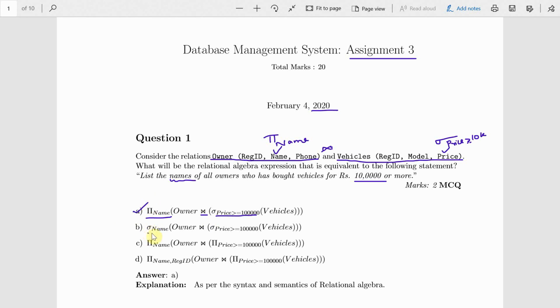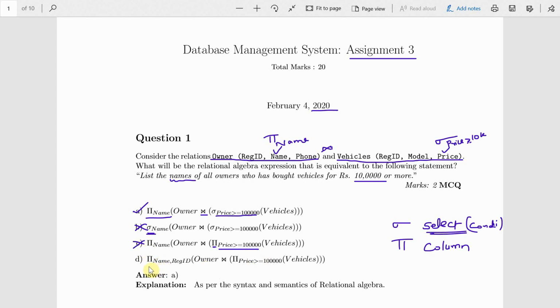Here sigma name is used, and sigma is for selection of rows, means selection of rows based on some conditions, and pi is for selection of columns. Okay, pi is selection of a column, but what we want in the output is column name, so we should not use sigma, we should use pi. So option B is wrong. Pi name correct, owner join, here pi is used for writing conditions. So conditions we can write using a selection operator. Selection operator is for writing conditions. So option C is wrong.